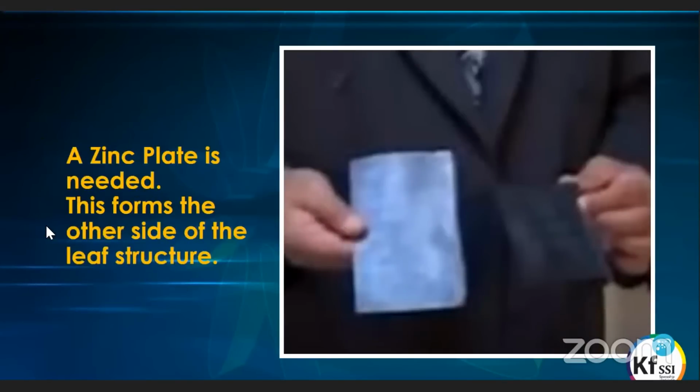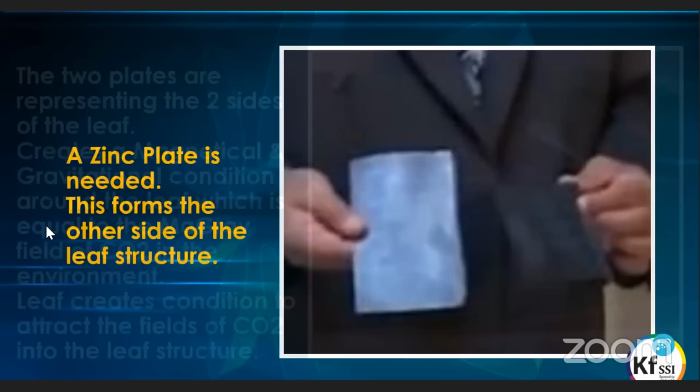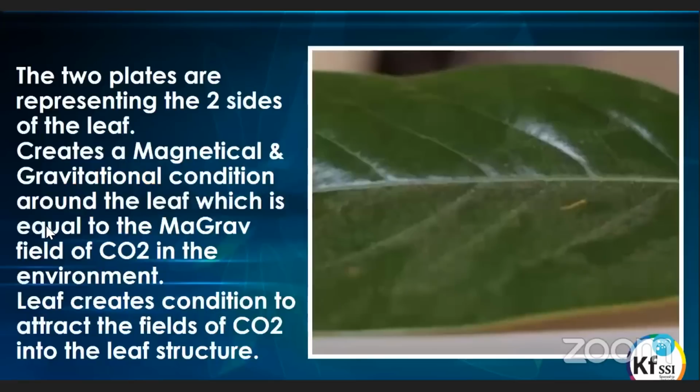This forms the other side of the leaf structure. So the two plates that you've got are representing the two sides of the leaf. And what this does is it creates a magnetical and gravitational condition around the leaf, which is equal to the mag-grav field strength of CO2 in the environment. So your leaf is creating the condition to attract the fields of CO2 into the leaf structure.